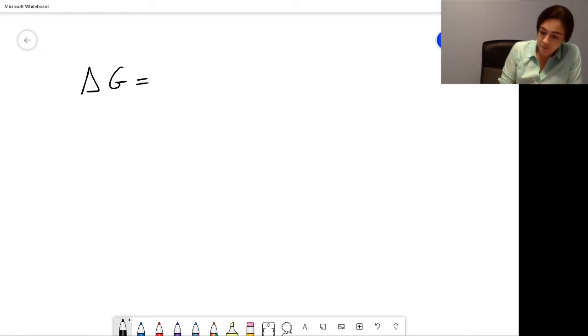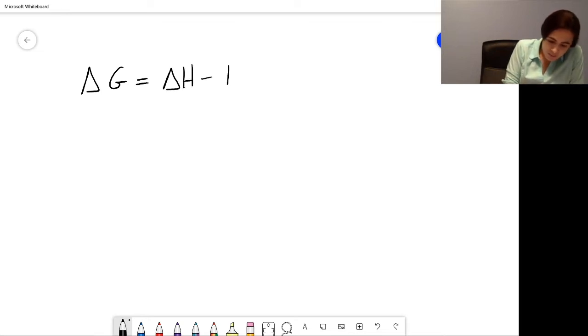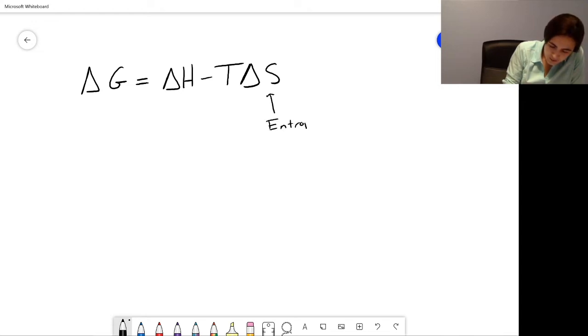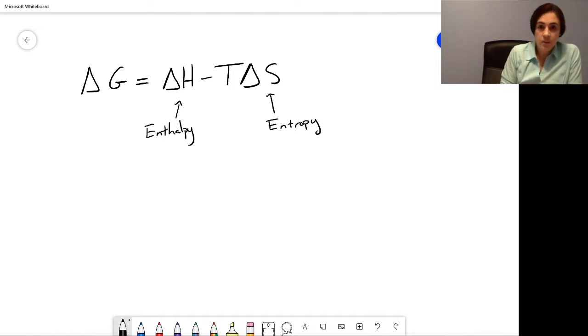So delta G, hopefully you guys remember, Gibbs free energy is defined by the enthalpy, delta H, minus the temperature times the change in entropy or disorder. If you aren't comfortable with these, please go back and look them up. We'll go through them pretty quickly here.